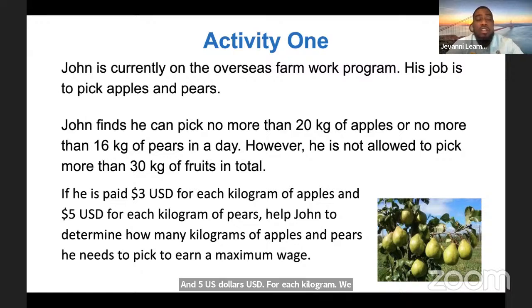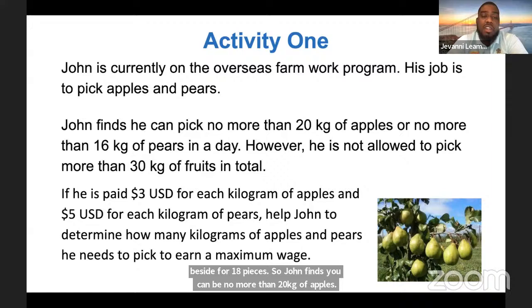We want to help John to determine how many kilograms of apples and pears he will need to pick to earn a maximum wage. Now, it's a lot to digest, but we'll be taking it in pieces and deciphering it in pieces. So John finds he can pick no more than 20 kilograms of apples. So we know that we're picking apples and pears.